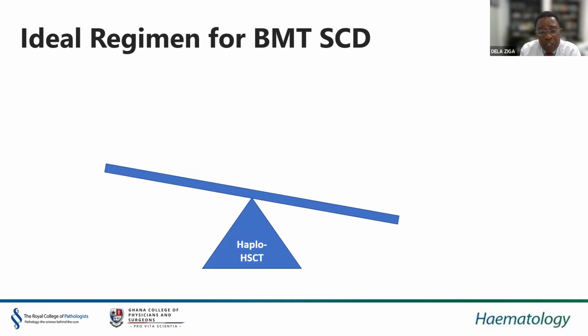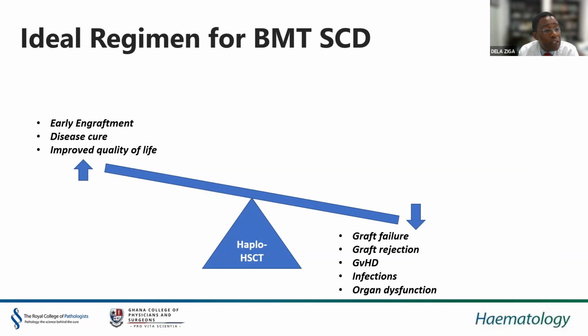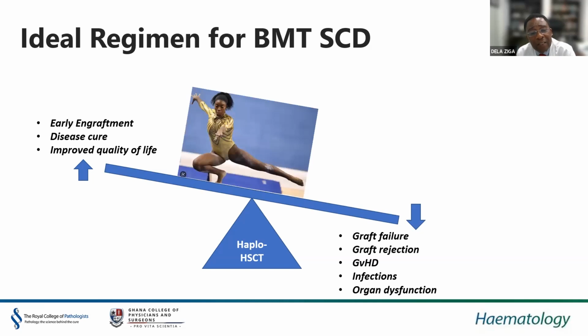So if this is a haplo transplant that we're doing, and it could be any other form of transplant, it could be a matched sibling, it could also be a matched unrelated transplant, but in all these situations, you want to minimize the toxic effects, which is graft failure, rejection, GVHD, infections, and organ dysfunction, and maximize the chances of having a disease cure, improved quality of life, and early engraftment. This requires a fine art to try to achieve this, which is the dilemma for a stem cell transplant physician and the group in managing these patients.